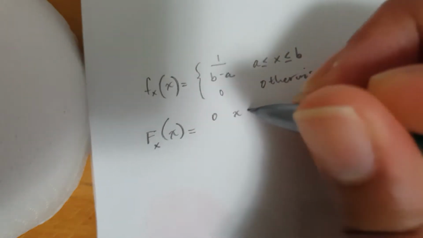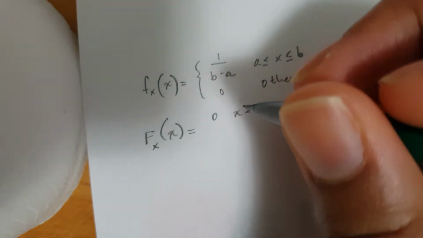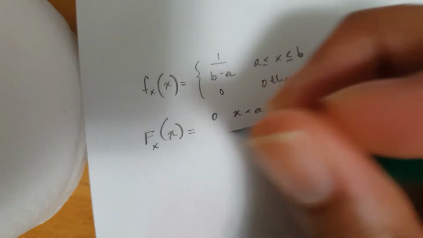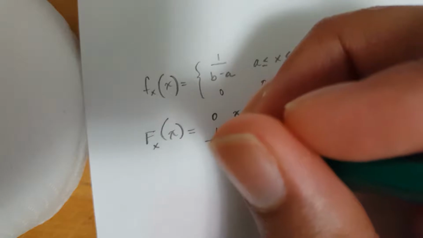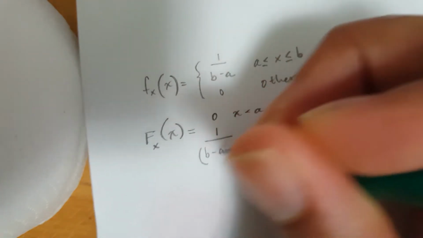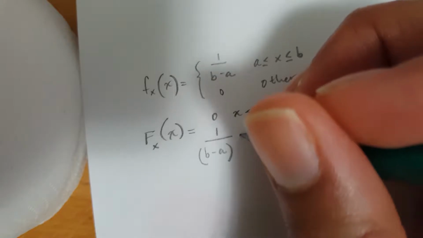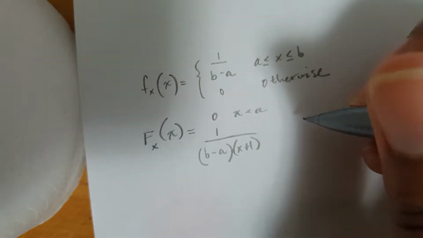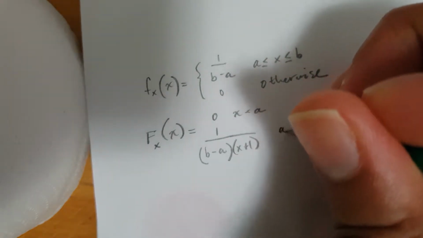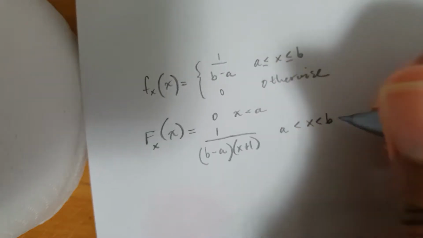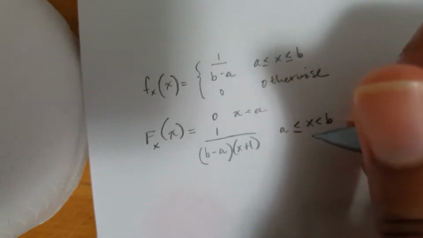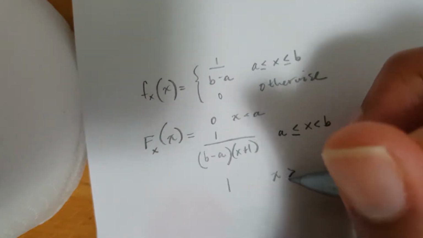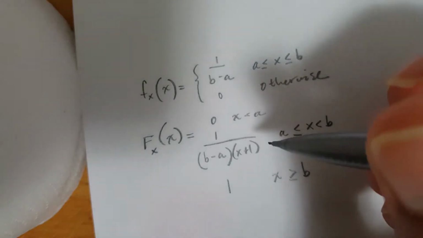0 for x less than a. We have 1 over b minus a times x plus 1, and that's between a and b, and 1 for when x is greater than b, essentially.